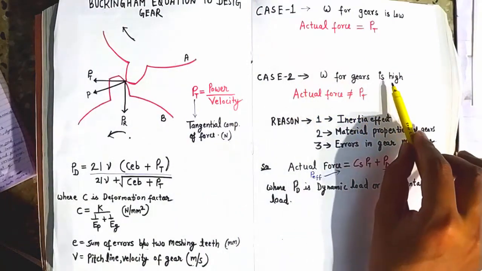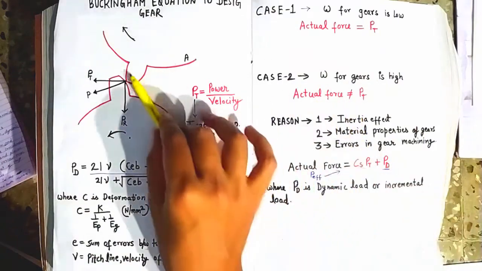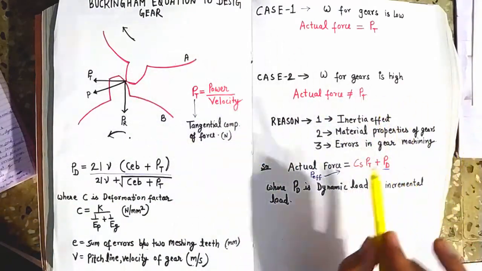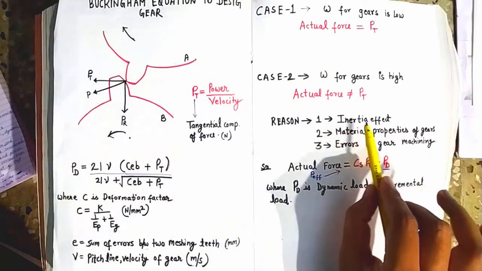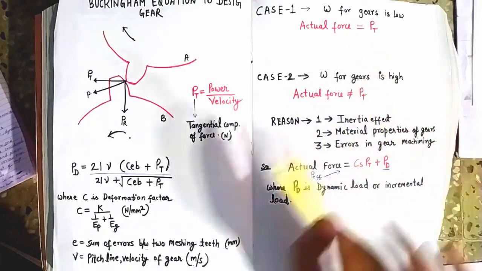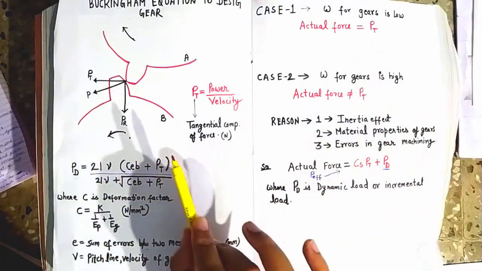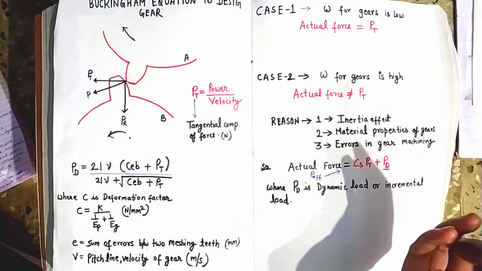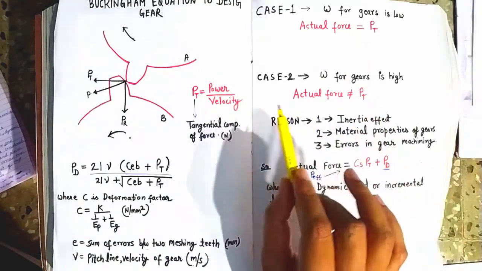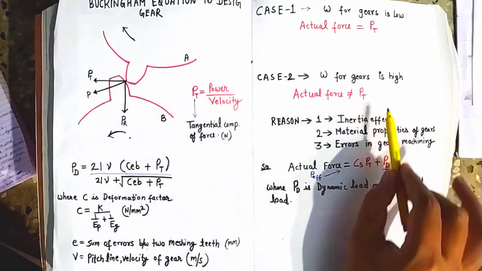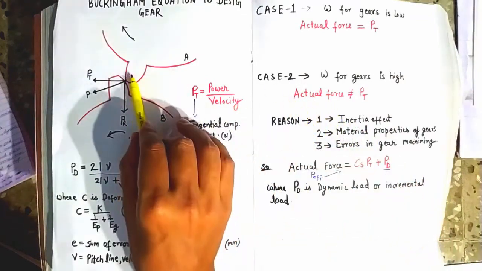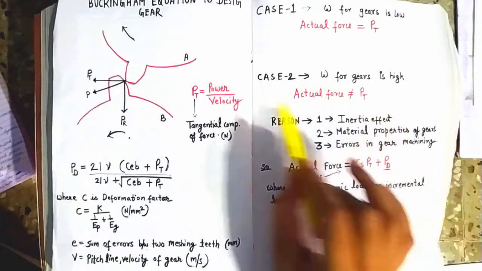But when the velocity of rotation of the gear is very high, the actual force which is transmitting power between these two gears is not equal to PT. It is somewhat greater than PT. This is because of inertia effects, that is, because of the mass of gear A and gear B, there are some dynamic forces which will also add to this PT. There are also material properties of the gear, such as the modulus of elasticity of the gear and the pinion, and error in gear machining, which will account for an increase in this actual force. That is, the actual force will be higher than PT because of these dynamic effects. To include these dynamic effects, we will use the Buckingham equation, to estimate the value of the actual force responsible for power transmission at higher velocities.